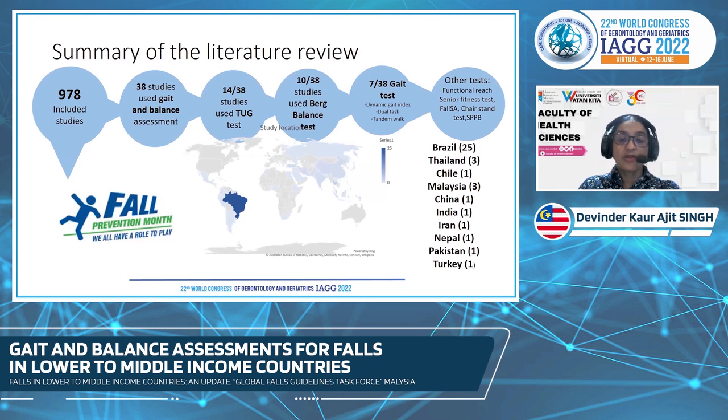Based on the literature review, 978 studies were located, out of which 38 studies used gait and balance assessment tools. Out of these 38, 14 used timed up and go tests, 10 used Berg balance test, 7 used dynamic gait index, dual task, and tandem walk. The other tests were functional reach test, senior fitness test, chair stand test, short physical performance battery, and ABS related tests. Mostly evidence were from Brazil, with other countries having only 1 to 3 related studies, which included Thailand, Chile, Malaysia, China, India, Iran, Nepal, Pakistan, and Turkey.